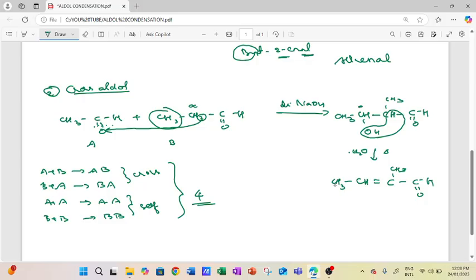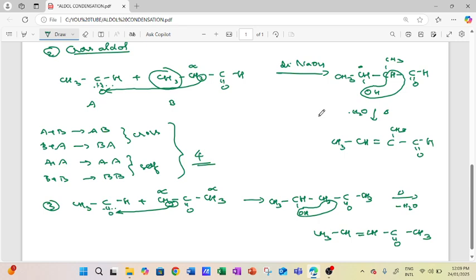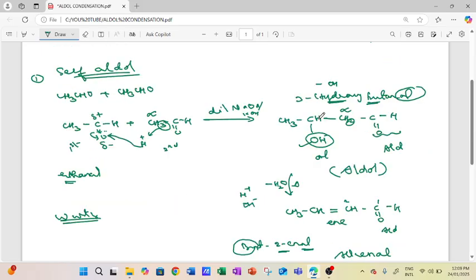So try to understand some points. The reagent is dilute NaOH. Don't write concentrated NaOH. Why? Because if we write concentrated NaOH, we get the Cannizzaro reaction product. And also, however many carbon atoms we take per molecule on the reactant side, on the product side it is always double the number of carbon atoms. And if it is an aldehyde, we get aldehyde and alcohol functional groups present in the product. And later, water elimination is giving an alkenal. So these are some of the important points you need to keep in mind while learning aldol condensation.